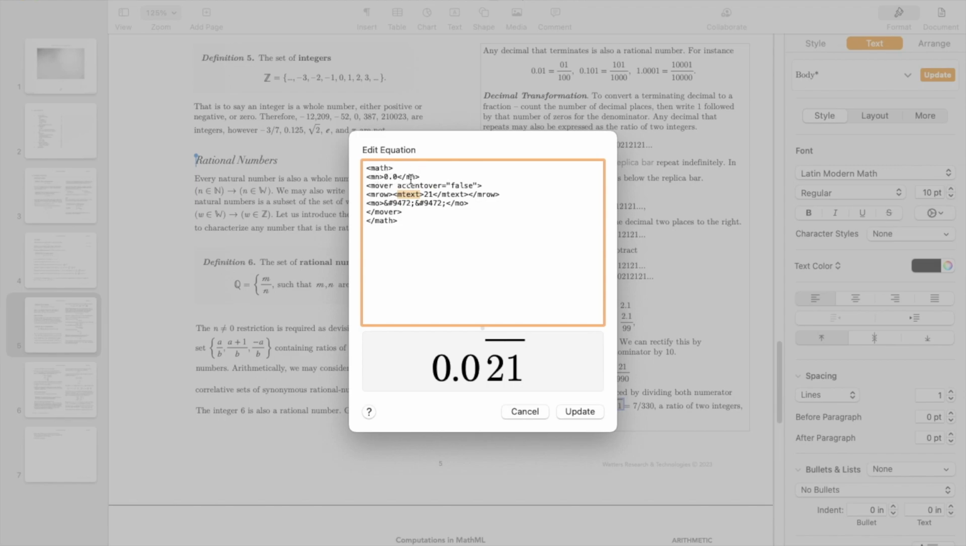So we got our leading digits, and then we put these guys here, these 2 expressions inside the mover element with an accent over of false, which in theory should reduce this space, this padding. Okay, so this false should reduce this padding, but again, it depends on the rendering engine, to what extent these attributes actually render the way we want them to.